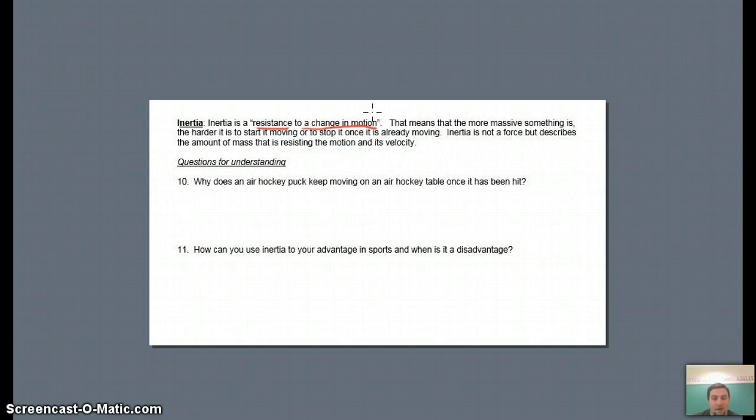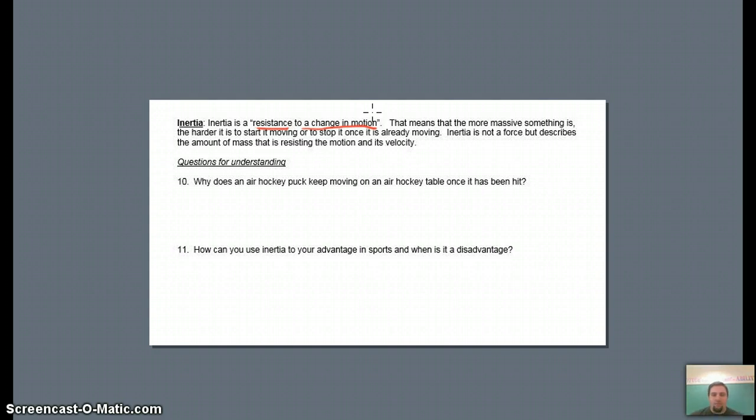Okay? So if it's not moving, it wants to stay not moving. If it's moving in a straight line at a constant speed, it wants to keep doing that. The more mass it has, the more it resists its change in motion. So something that's more massive, like a garbage truck, resists change in motion more than a small smart car.